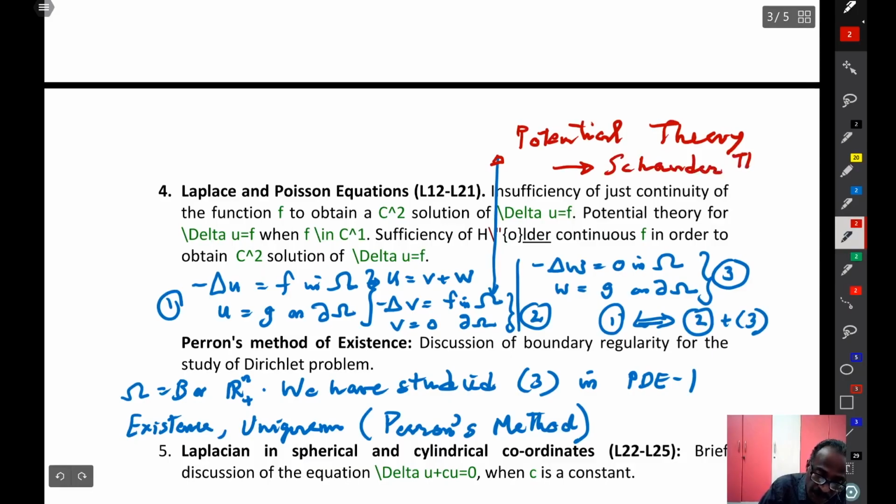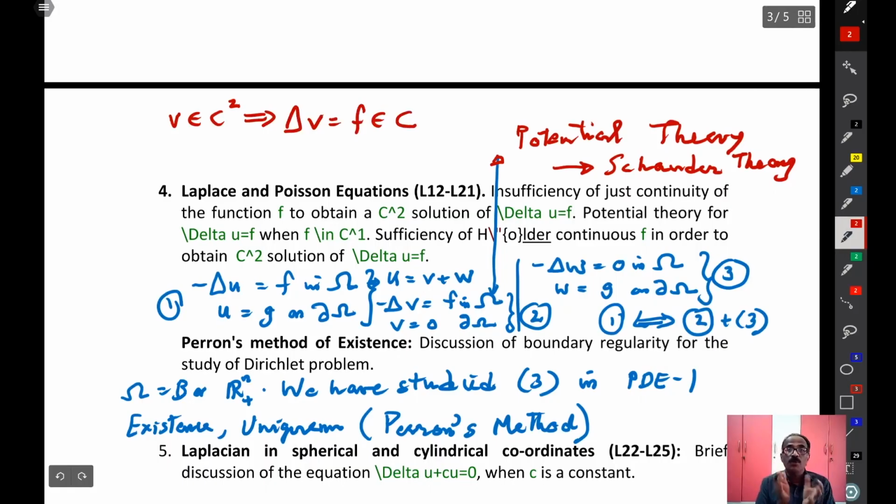We will not get into the Schauder theory, but even understanding the potential theory, basically minus Laplacian u equal to f, we want to study. The problem is that when you want to study, normally we look for a solution v in C2. So if v is in C2, this typically implies minus Laplacian v equal to f, a continuous function.